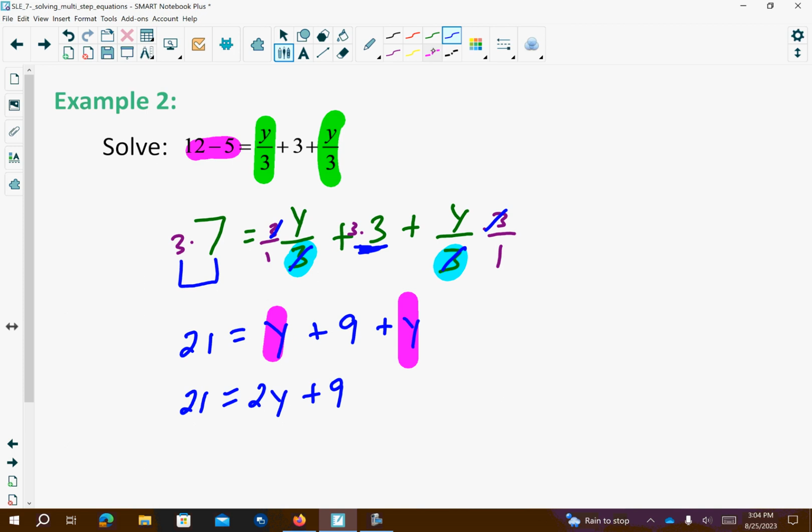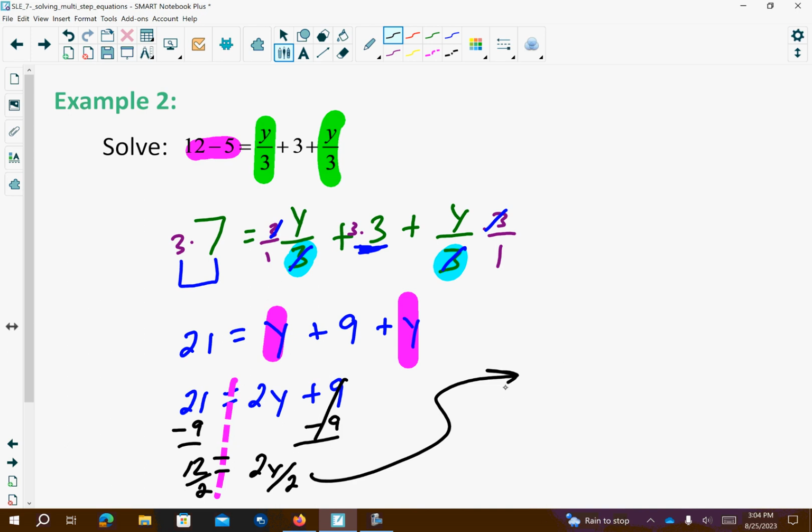So then I can go ahead and start solving this and bring things back and forth across the equal sign. I'm going to subtract 9 from both sides first. Those cancel, so I get 2y is equal to 21 minus 9, which is 12. Divide both sides by 2, and so I'll bring the answer here. That reduces down to y equals 12 over 2 is 6.